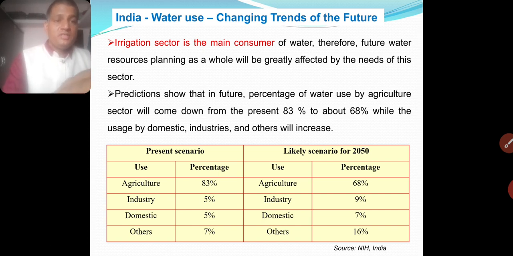So they have mentioned that other activities will also increase, and because of the increase in other activities, their demand for water will increase. That's why the percentage of water in 2050 will increase. It is about 16%, and in the present scenario it is 7%. So you can understand what exactly it will be in 2050.